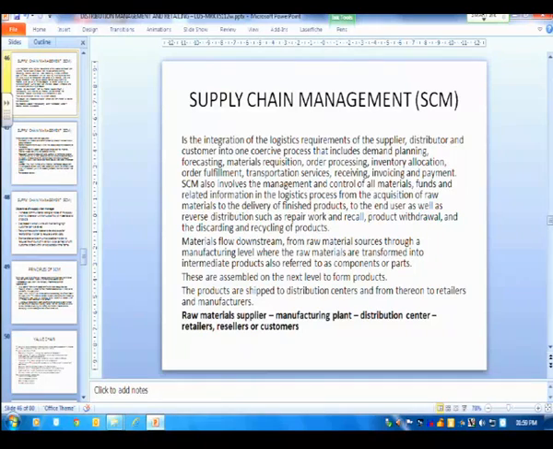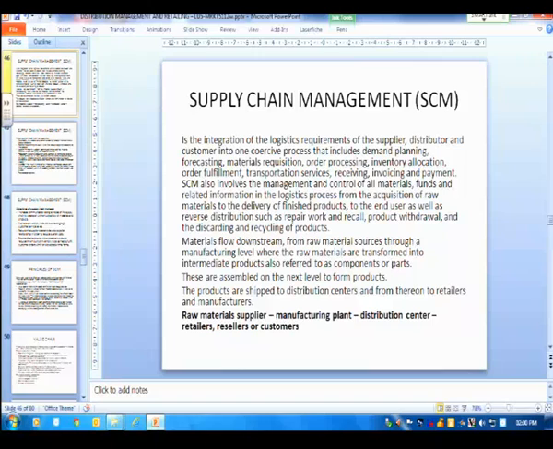Supply chain management also involves the management and control of all materials, funds, and related information in the logistics process, from the acquisition of raw materials to the delivery of finished products to the end user, as well as the reverse distribution, such as repair work and recall, product withdrawal, and discarding and recycling of products.